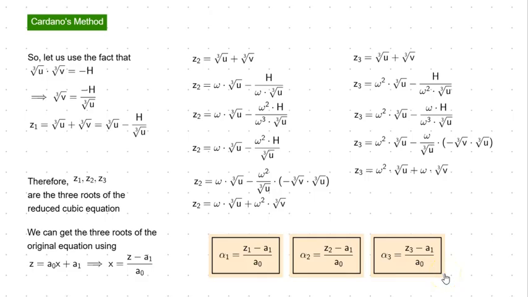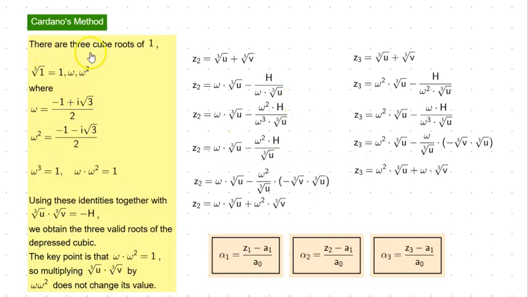Let me briefly explain what exactly is happening with this omega business. There are three cube roots of 1. That is 1, omega and omega square, where omega is equal to minus 1 plus i root 3 divided by 2, and omega square is equal to minus 1 minus i root 3 by 2. And omega cube is equal to 1, or we can say omega times omega square is equal to 1.